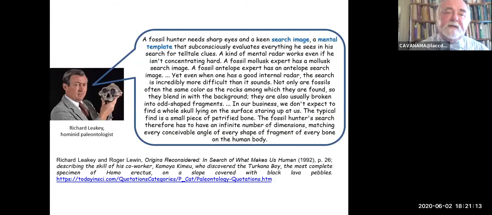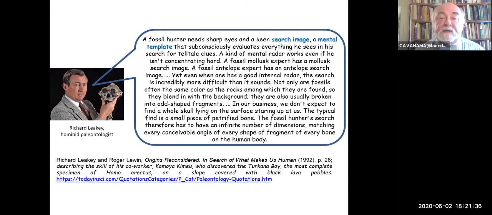place. I don't like to read slides to you, but this one's a little, print's a little small. This is Richard Leakey, who is a notable fossil hunter. He comments on this in the following way. A fossil hunter, says Leakey, needs sharp eyes and a keen search image, a mental template that subconsciously evaluates everything he sees in his search for telltale clues. A kind of mental radar works even if he isn't concentrating hard.